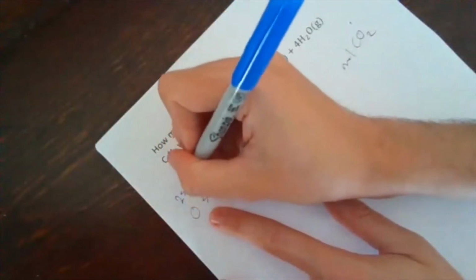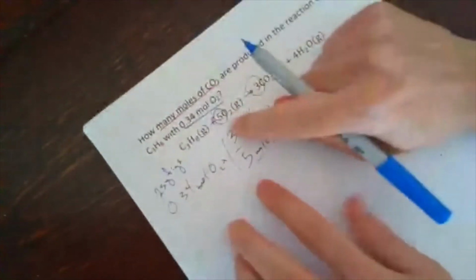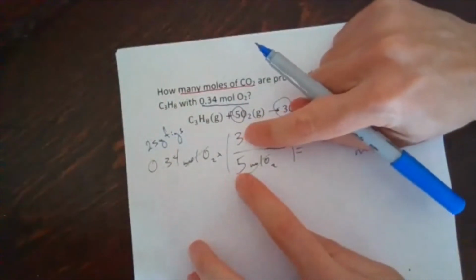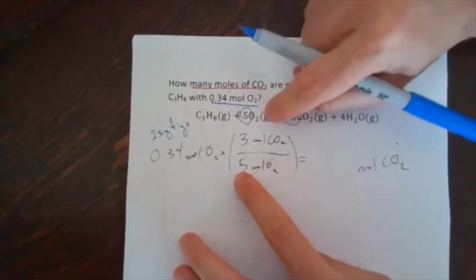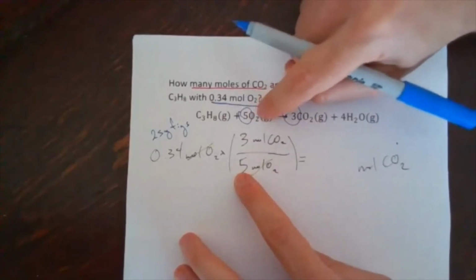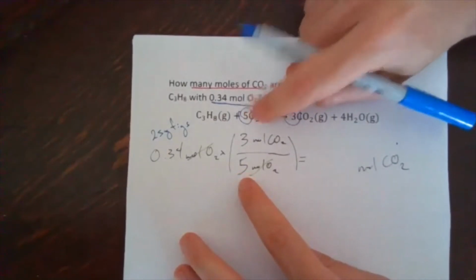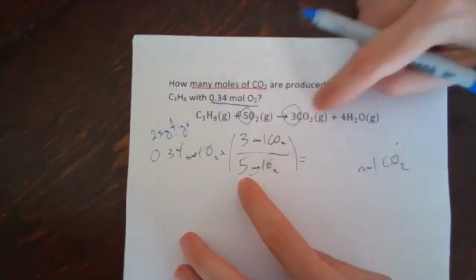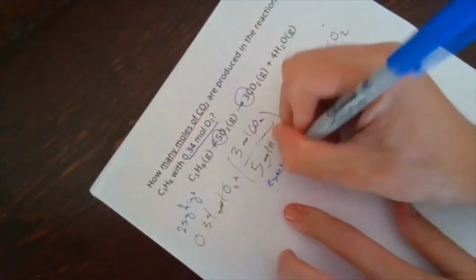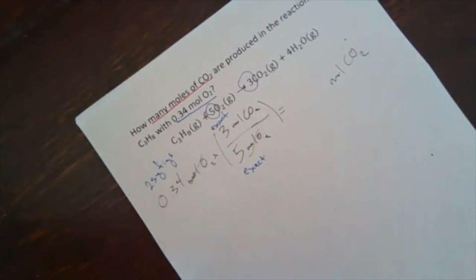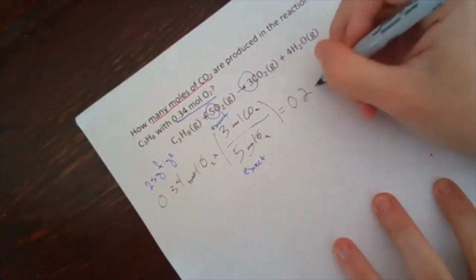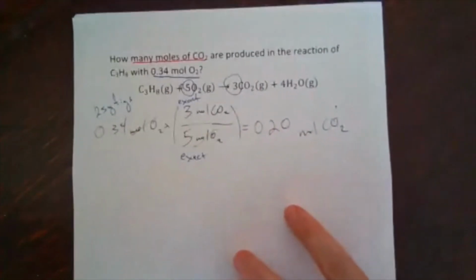And so we want to look at sig figs. So this has 2 sig figs. These coefficients are going to be exact. Because the coefficients, if you think about it, come from balancing, and balancing comes from counting. This is 1, 2, 3, 4, 5 O2 molecules, 1, 2, 3 CO2 molecules. So coefficients are always going to be exact. So our answer needs to have 2 sig figs. So we get 0.20 moles of CO2.